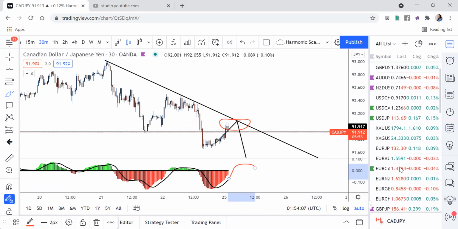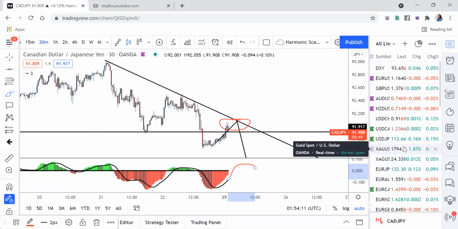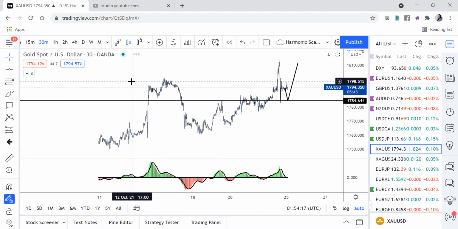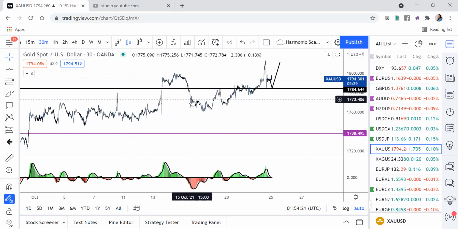No, so that is it for the JPYs. Gold. Someone asked me to look at gold today. So gold, I mean, I'm not really a big fan of gold right now, to be honest.